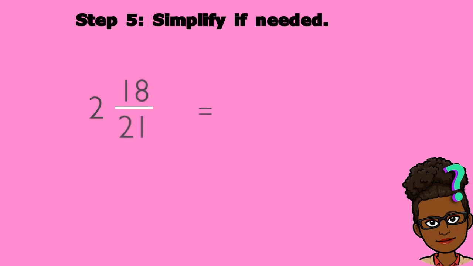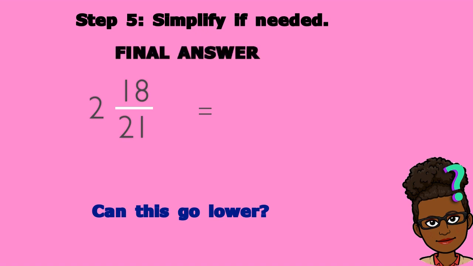What does it mean to simplify? It means, can this go lower? Can this be reduced? And yes, it can. That's correct, boys and girls. So my final answer would be 2 and 6 sevenths. How did I get that? I simplified by the factor of 3. 18 divided by 3 gives me 6 as my new numerator, and 21 divided by 3 gives me 7 as my new denominator. So my final answer is 2 and 6 sevenths.